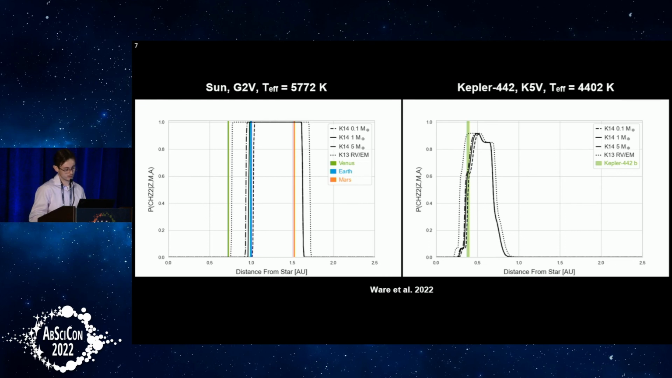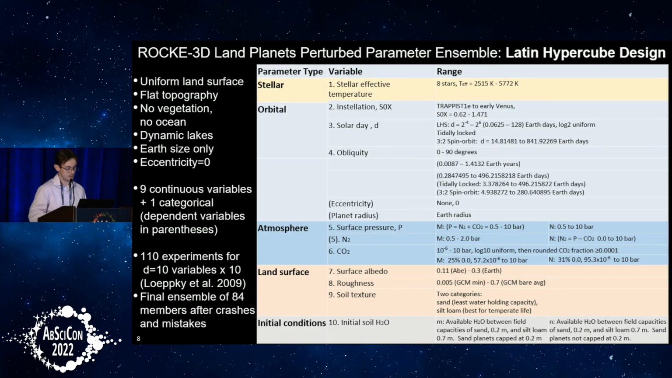All right, and so those are just the results from that initial analysis with the 1D climate model. But we wanted to use results from a general circulation model to compare to that. And so we used results from the ROCKE-3D Land Planets Perturbed Parameter Ensemble. I'm not going to go into great detail about what ROCKE-3D is and how it works, but if you want to learn more about that, I would encourage you to go see Nancy Kiang's talk on Friday. But I'll talk a little bit about the Land Planets Ensemble.